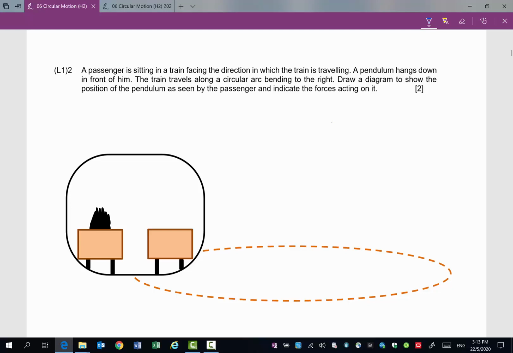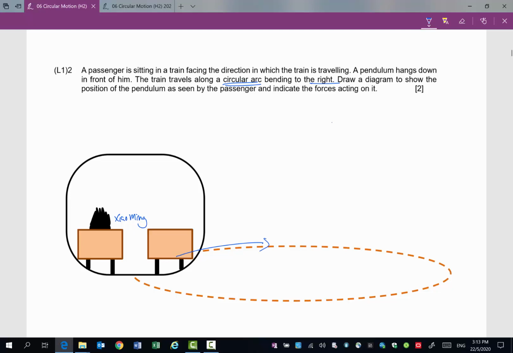So for question 2, we have a passenger sitting in a train. Let's call this passenger Xiaoming. Xiaoming is sitting inside a train, and the train is moving along a circular arc bending towards the right. So the train is moving in a circular motion, bending towards the right.